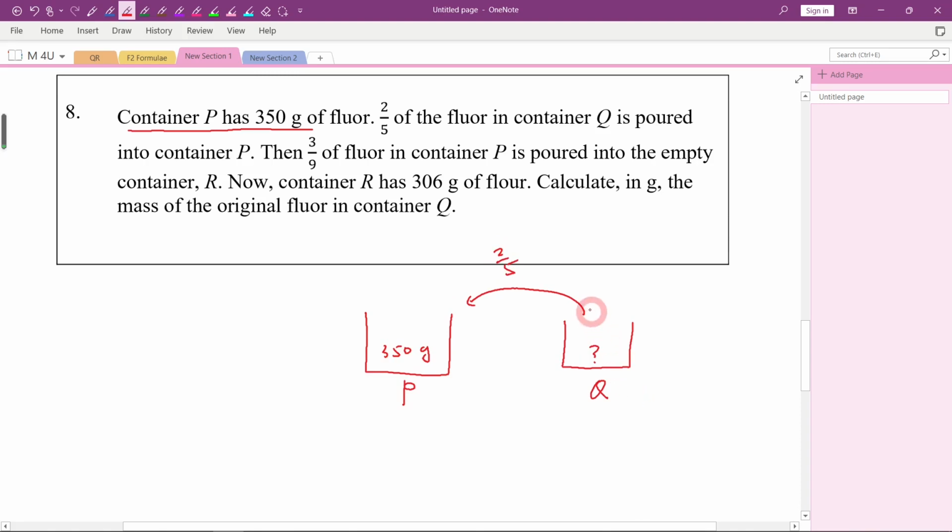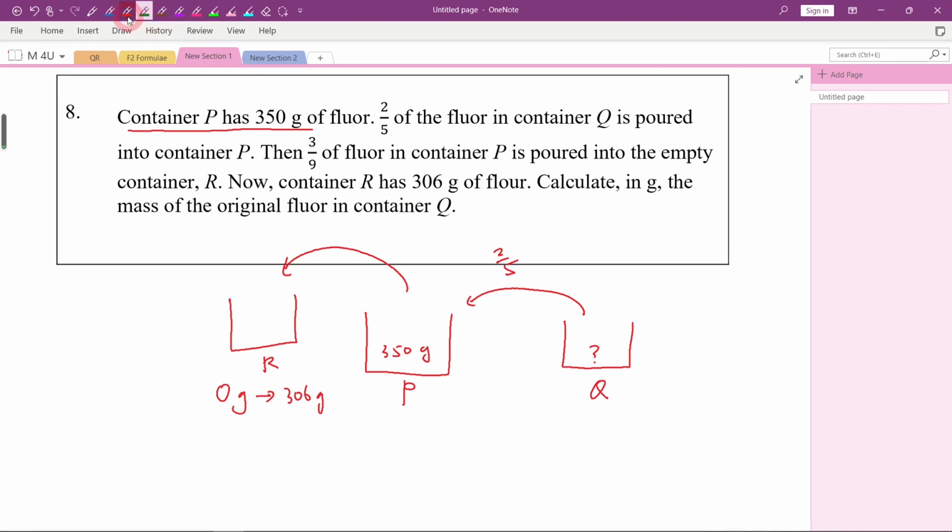So after pouring 2 over 5 from container Q to P, it will become more. Then 3 over 9 of the flour in container P is poured into an empty container R. So R goes from 0 grams to 306 grams. So we want to calculate in grams the mass of the original flour in container Q. After drawing this diagram, I think it will be easier for you to plan how to solve it.